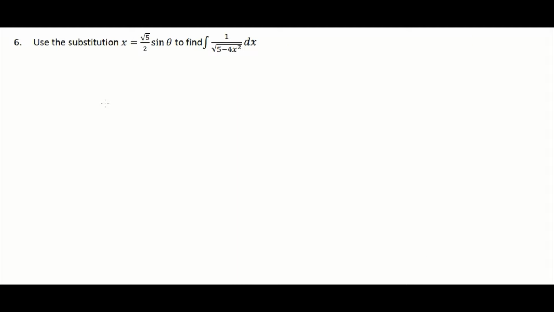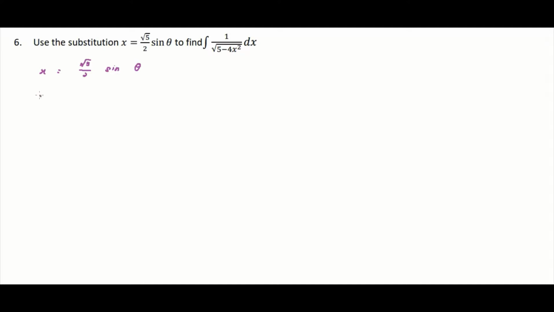Okay, so number 6, I believe this question is a bit difficult. But yeah, let's try to go through it. So it's the same thing. So we need to use a substitution x equals square root 5 over 2 sine theta to find the integral here. Okay, so I mean we didn't learn the differentiation for sine negative 1, right? So that's why you wouldn't want to change it into theta form, then you continue.